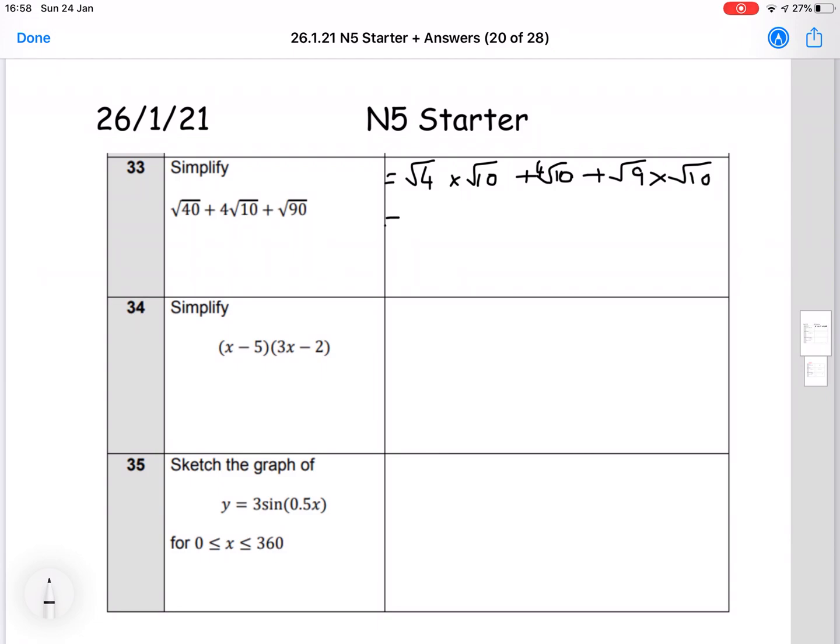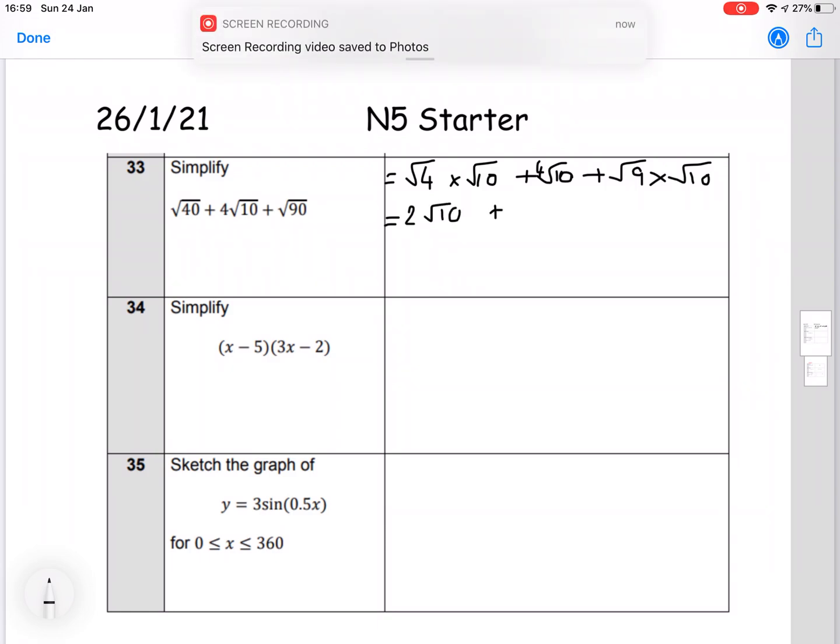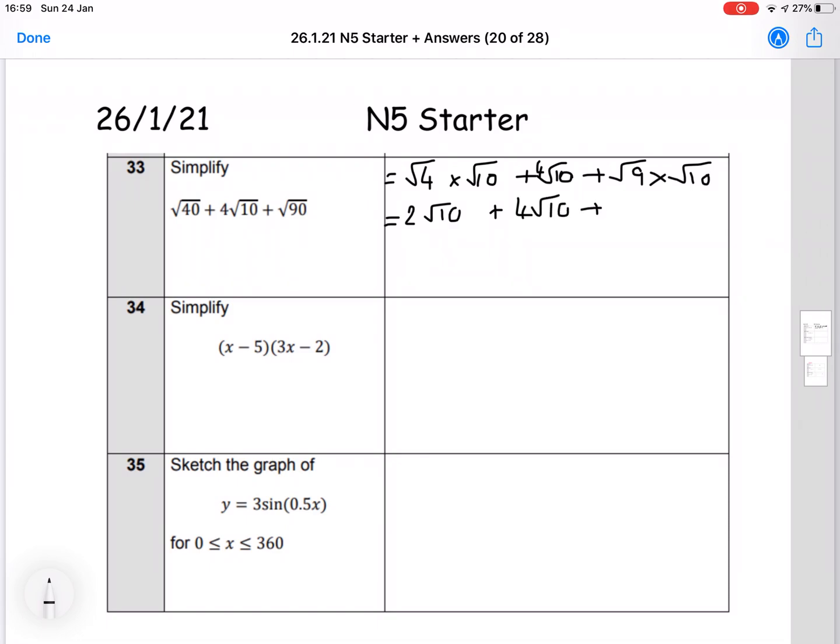So if we then go and simplify these down, root 4 is 2, so that becomes 2 root 10 plus 4 root 10. And then square root of 9 is 3, so that becomes 3 root 10. Now that these are all root 10s, we can add them together. So 2, 4 and the 3 gives you 9 root 10 altogether.